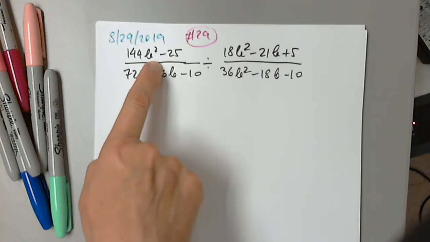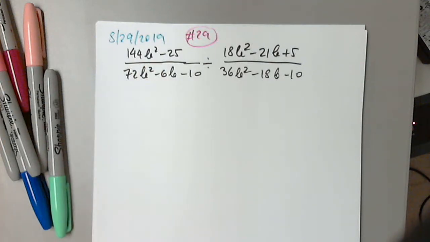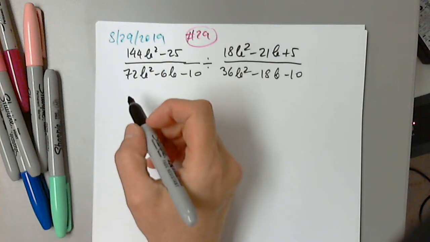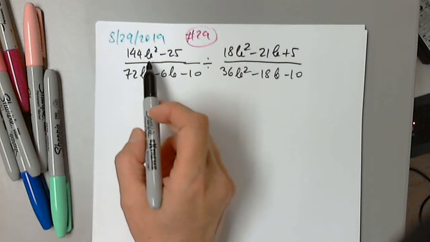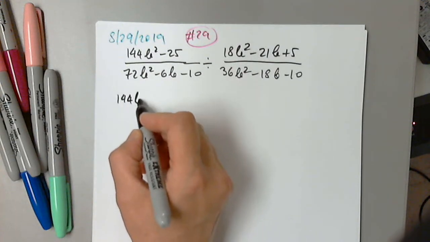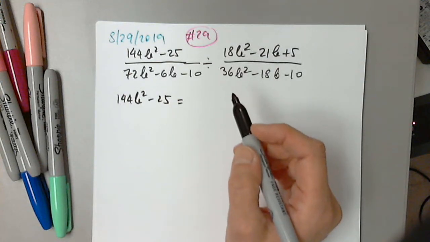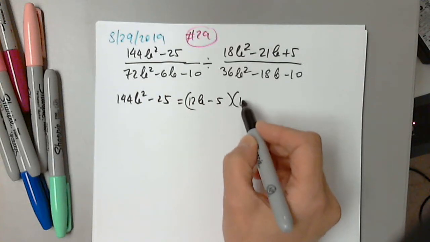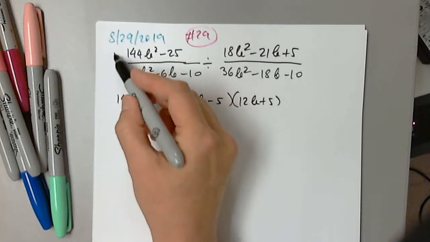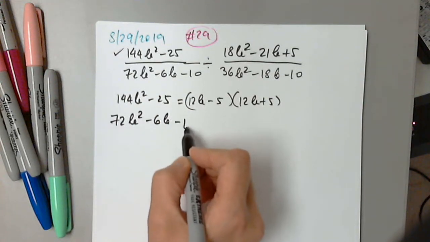Okay, so let's work on this. We can factor the numerator immediately, right? How do we factor the numerator? Right, difference of squares. So that will not be a problem, right? So 144b squared minus 25 will be 12b minus 5 and 12b plus 5. That's the first one.